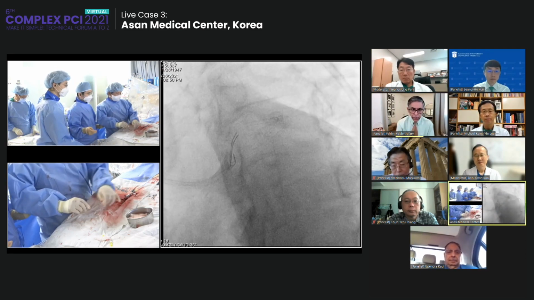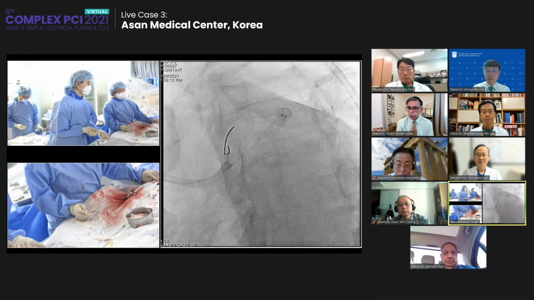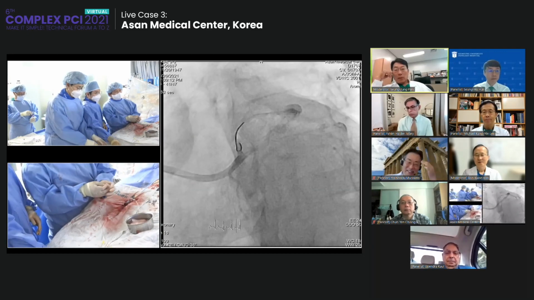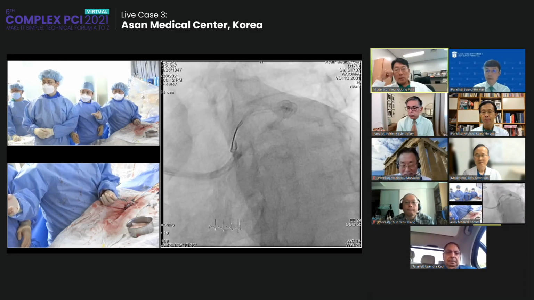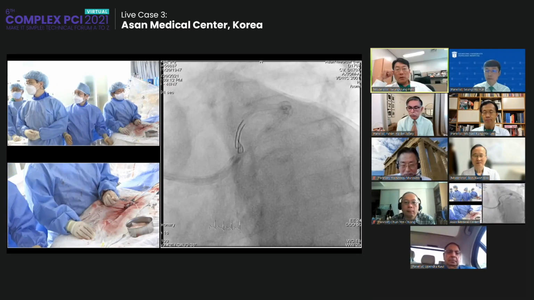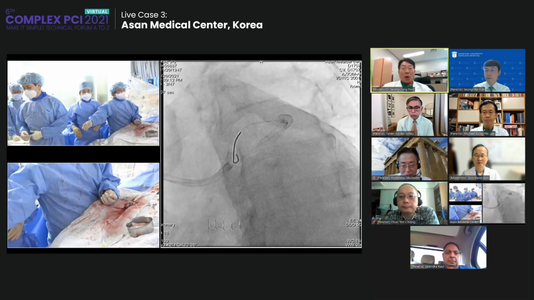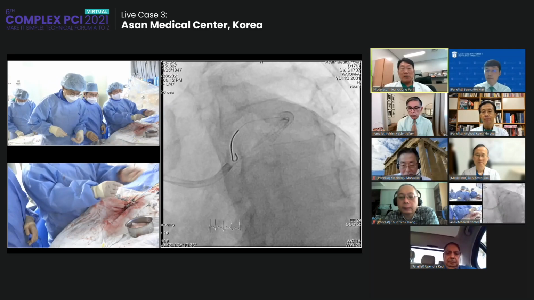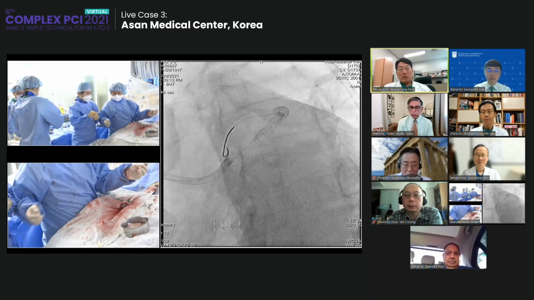Doctor, are you going to be doing a mini crush? Yes, mini crush. BK crush. Ready? Two five. Dissection. Stent. For the diagonal branches? Yes. In this particular situation, keeping the wire is very important, right? Both sides have some dissection, and 35 high pressure. Keep the wires. Rewiring is usually difficult.